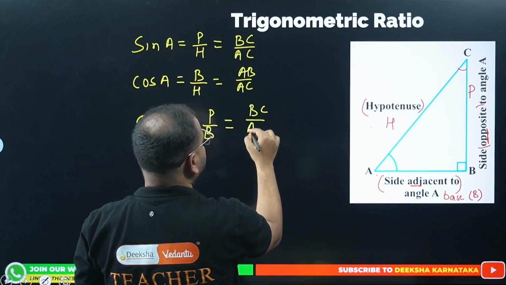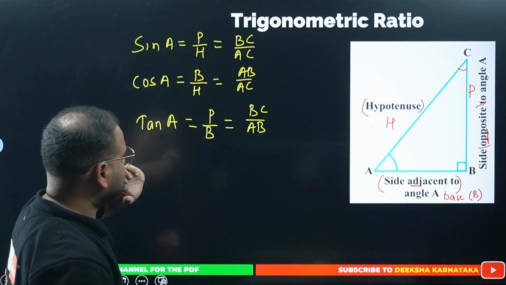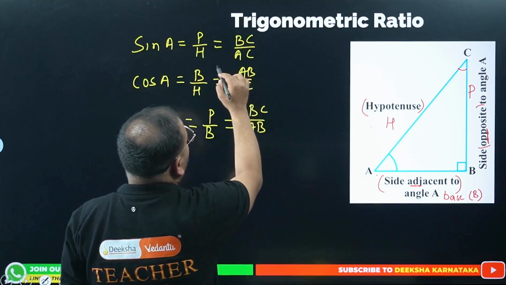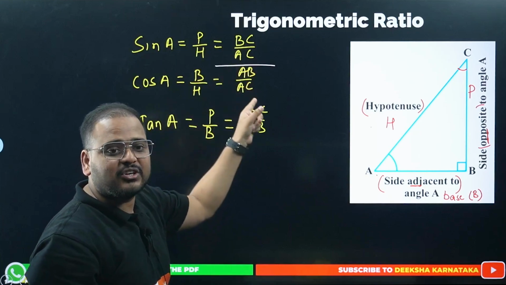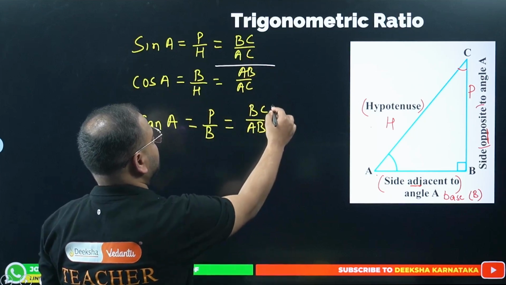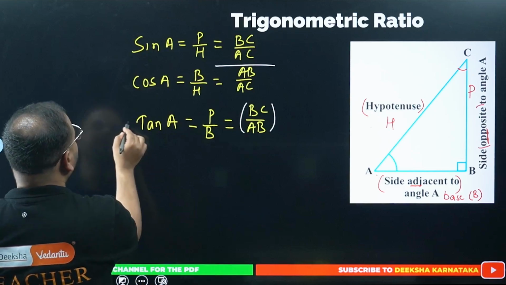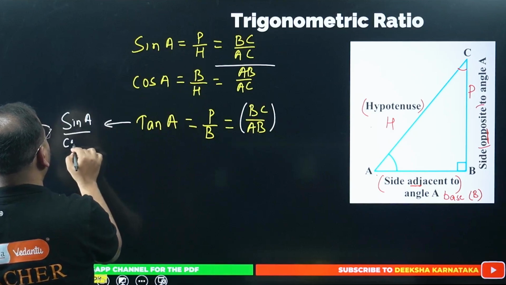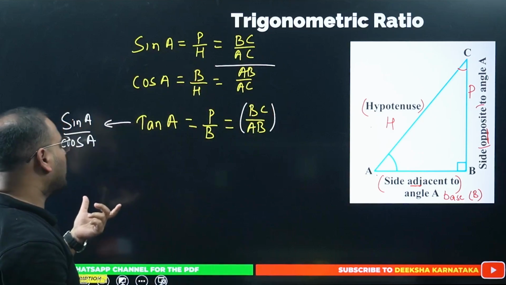BC by AB. So if you look closely, if I divide sine by cos, check here. If I put both of these fractions under division, they have the same denominators, so AC and AC will cancel each other, right? And what will I be left with? BC by AB. The same thing is written here. I hope this is clear. So tan can also be written as what? Sine A by cos A. Sine A by cos A is tan A.